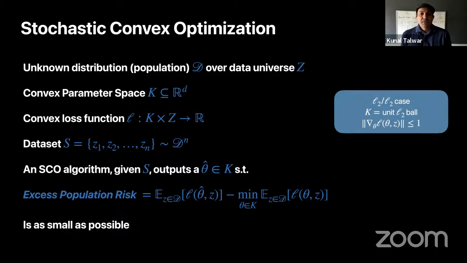And typically, to be able to say anything about this problem, we need some control on L. It turns out the right way to control L is to control the gradients of the loss function. So we'll be assuming that the L2 norm of the gradient with respect to theta, for any Z in this data universe, is bounded by 1.